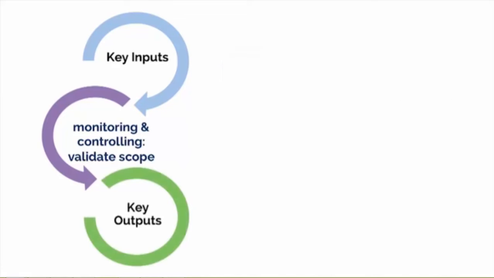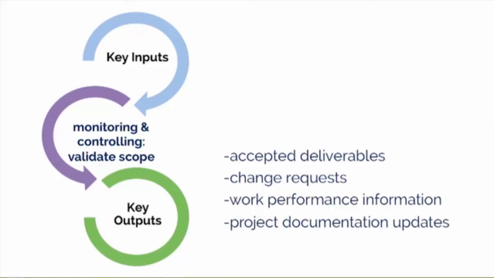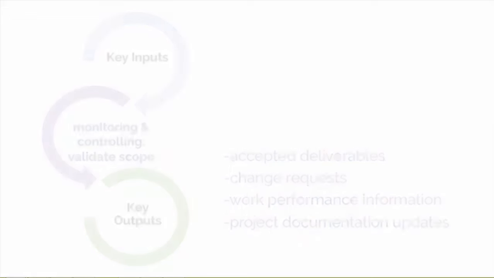The outputs of the Validate Scope process are accepted deliverables, change requests, work performance information, and project documentation updates. Again, deliverables that meet the acceptance criteria are formally signed off and approved by the customer or sponsor. If any changes need to be made to any deliverables that have not been formally accepted, you will need to document it, including the reasons why, and prepare a change request, which will then be reviewed and incorporated into the Perform Integrated Change Control process.